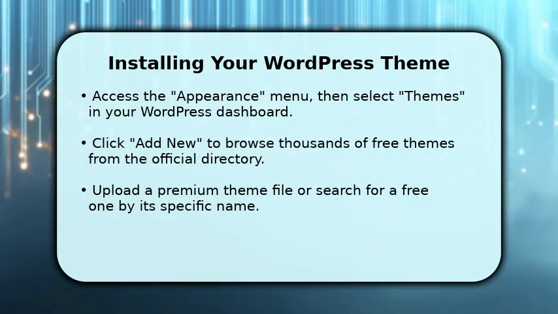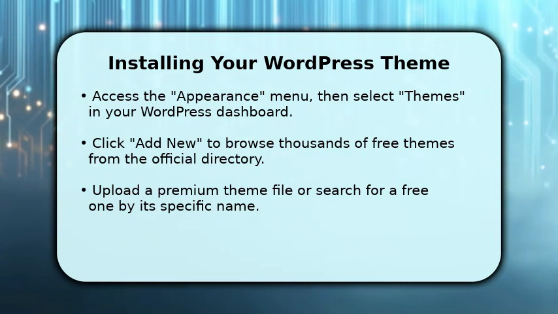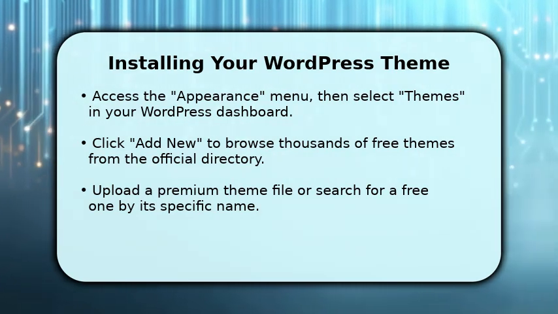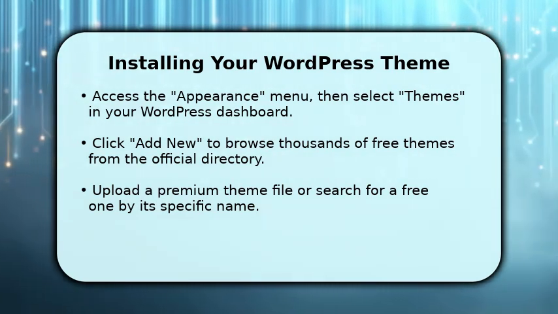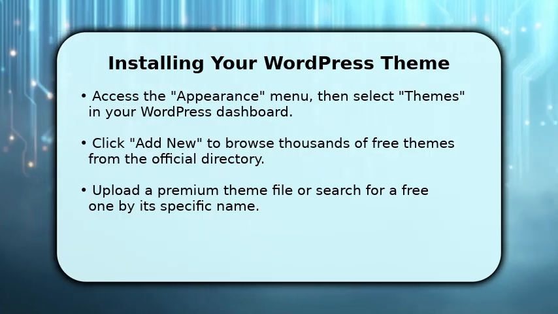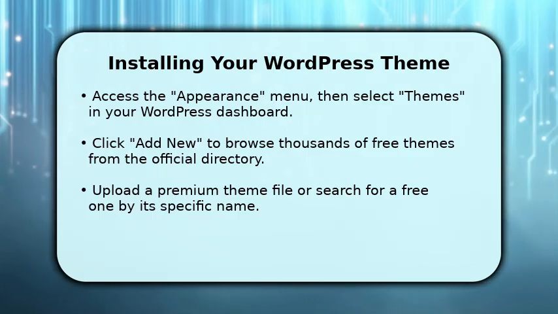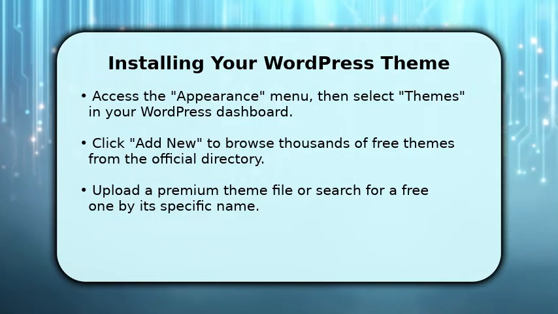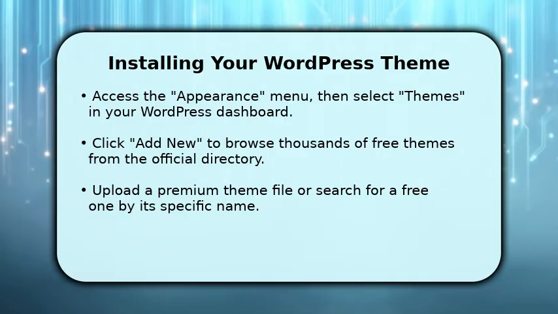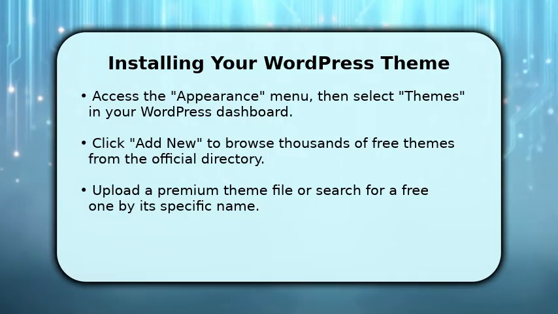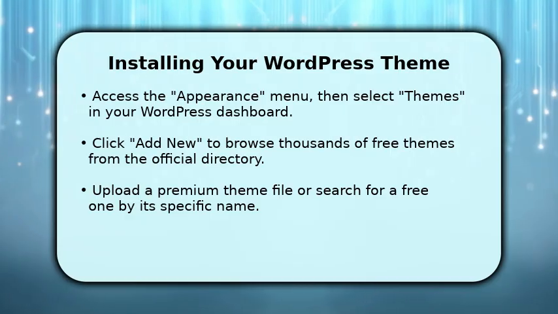Installing a new theme is straightforward. From your WordPress dashboard, navigate to Appearance and then Themes. Here, you can click Add New to explore the vast collection of free themes available in the WordPress directory. If you have a premium theme, you can upload its zip file directly. Once you find your desired theme, simply click Install and then Activate to apply it to your site.